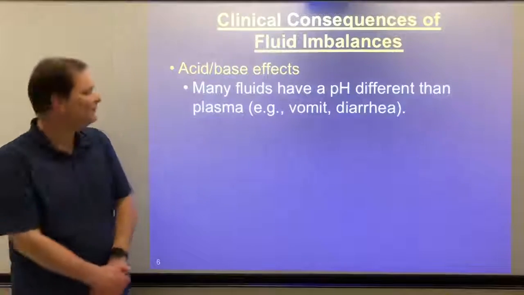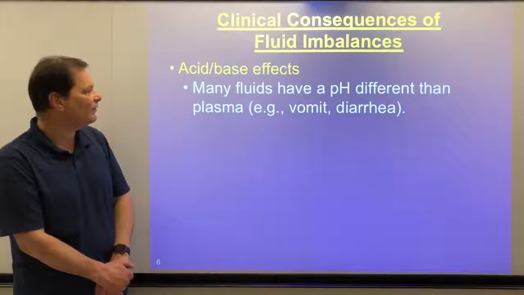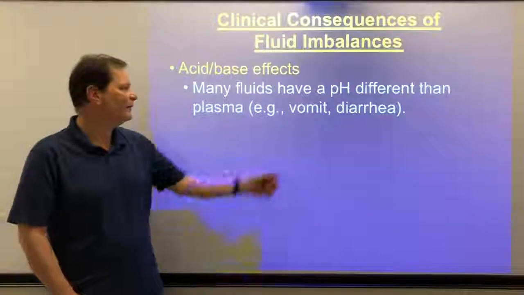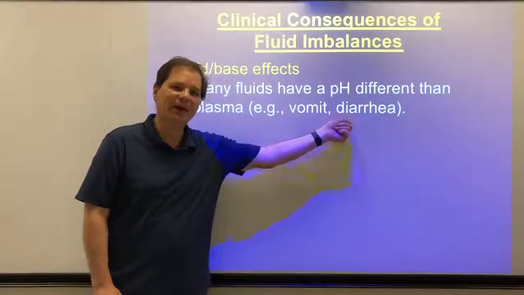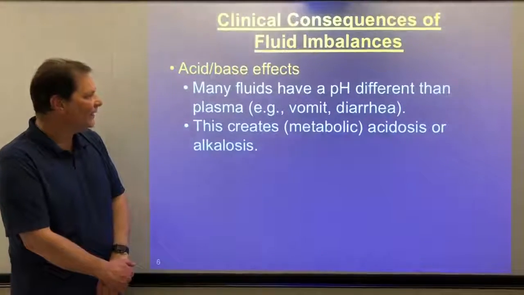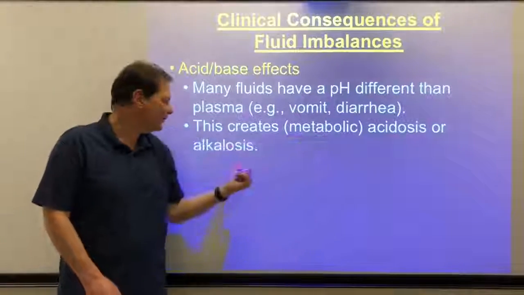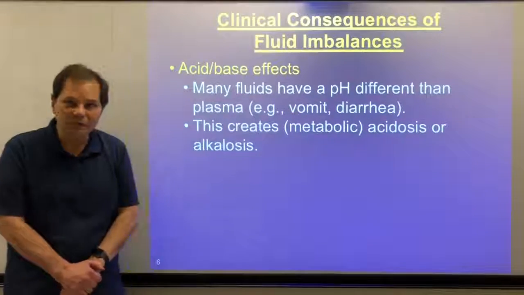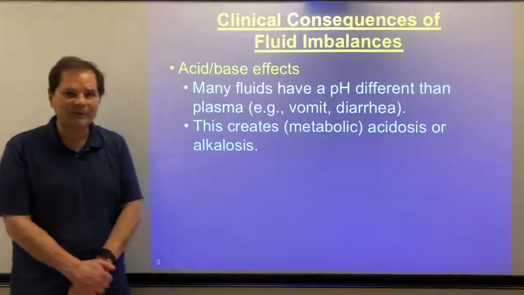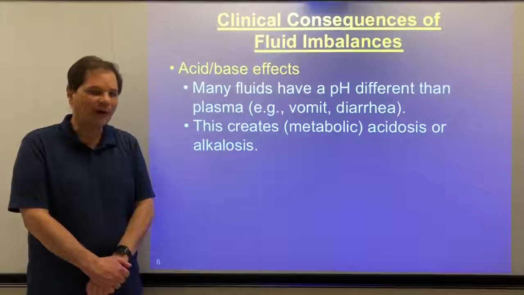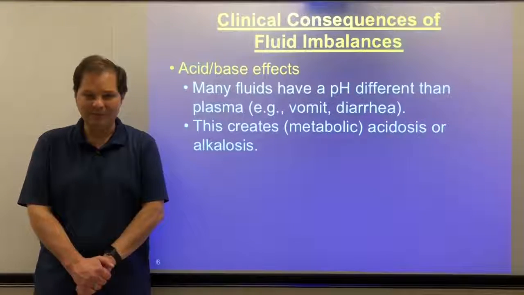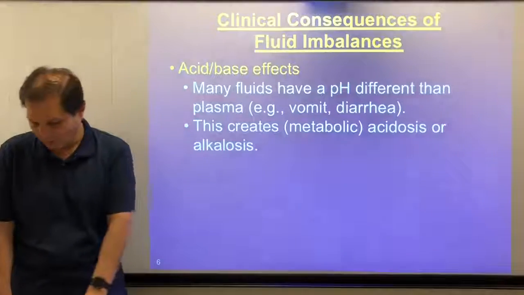So the acid-base effects, like I said, a lot of fluids have a pH different than the plasma. Vomit and diarrhea are two very good examples. This one has a low pH, this has a high pH, and those can affect the pH balance in your body. And this creates a metabolic acidosis or alkalosis. Don't worry too much about what the metabolic in particular means at this point. That's something that we'll cover later in the curriculum in more depth than you ever wanted to know.